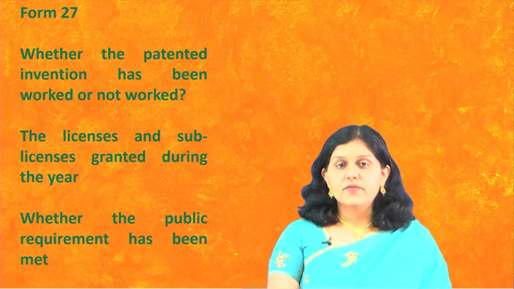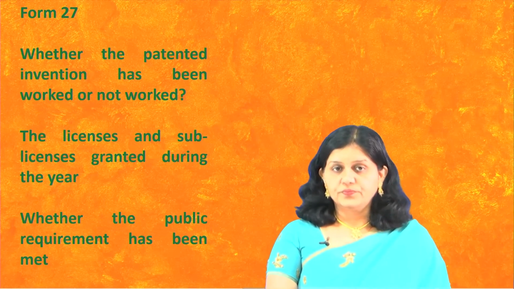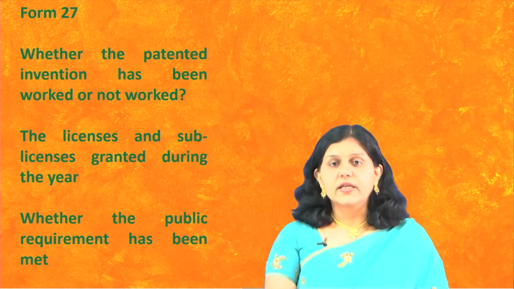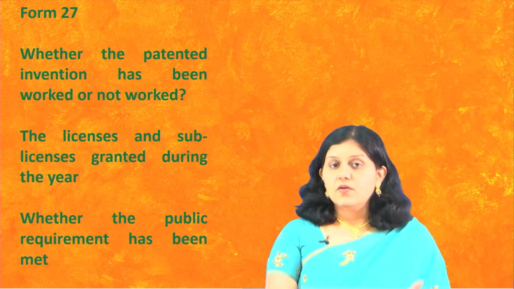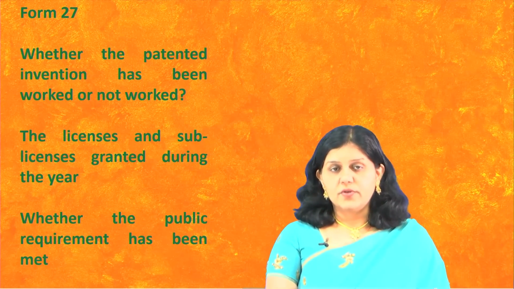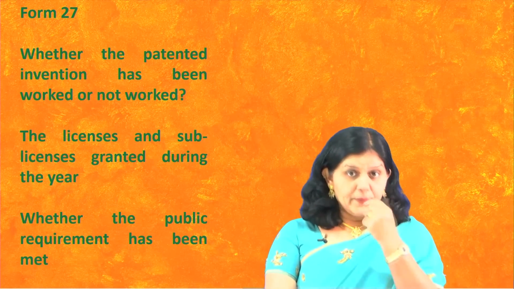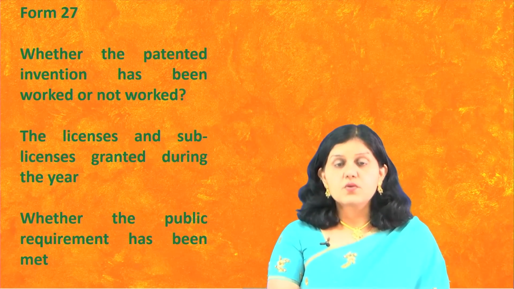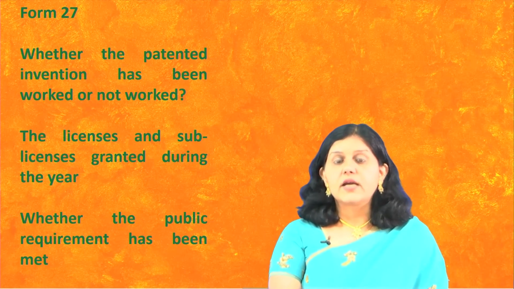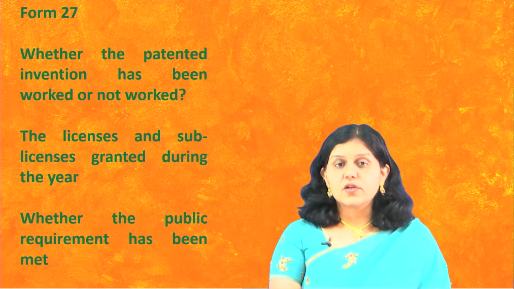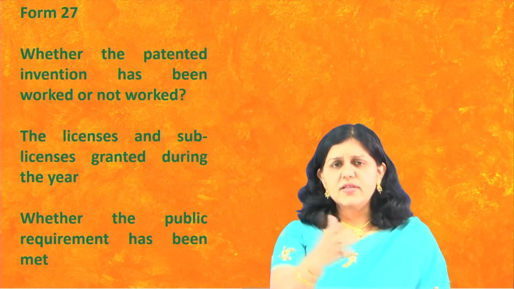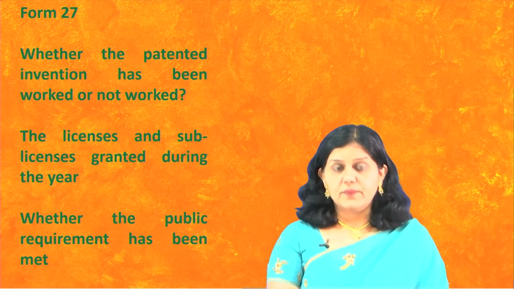Whether the patented invention has been worked or not. So that is the first. If not worked, the reasons for not working that particular patent, why it is not worked, that information you have to give. If it is worked, then the quantum of that value. You have to disclose that in rupees, whatever that value is, and how much business is done because of that particular commercialization activity.